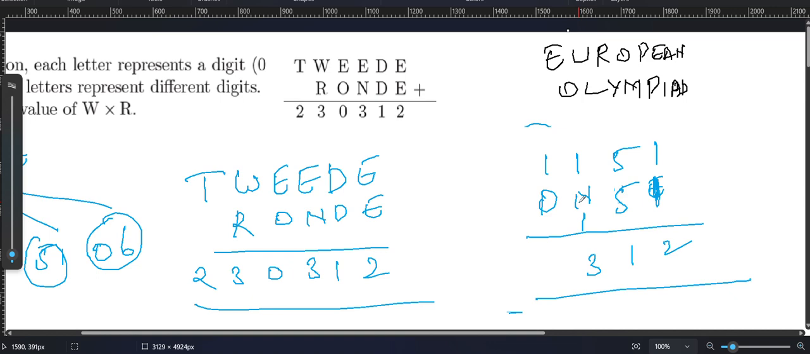Okay, so let us say 5 and 1 yield unit digit as 2 and tens digit as 1. The carry is going to be something like 1 plus N plus 1, which happens to be 3. That can only be achieved when N is 1. So this possibility also doesn't work out here.